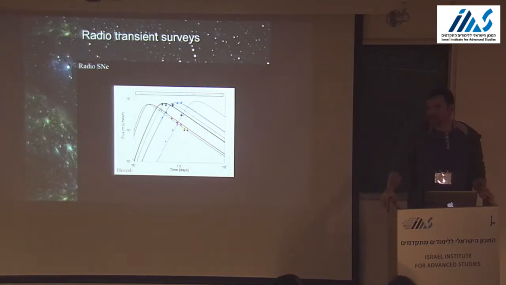Core collapse supernovae: most of those detected have been from types 1b and 1c, so those that are poor in hydrogen. But there are some hydrogen-rich supernovae that have been detected in the radio. And when we say detected, this varies by huge factors. Some of them are detected only for a few days at some particular epoch and then disappear, and some of them have been detected for years.